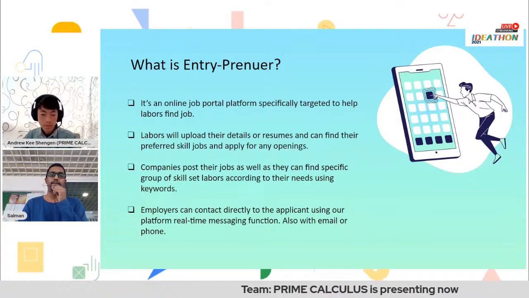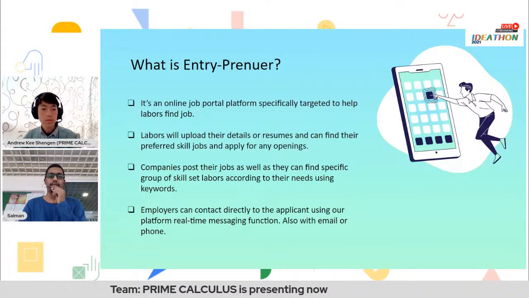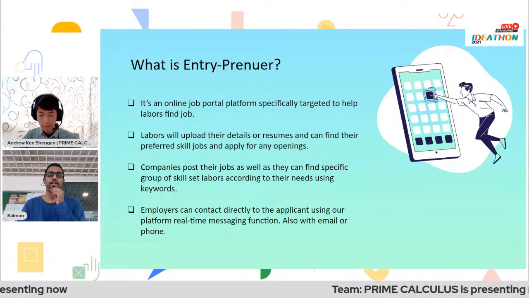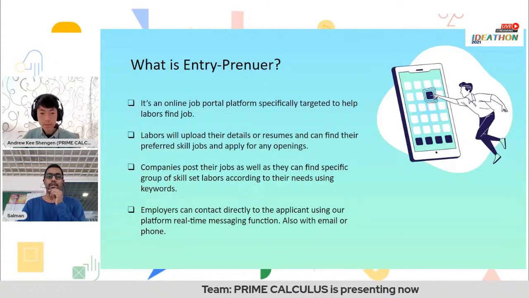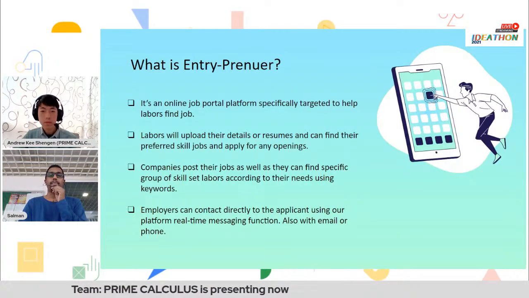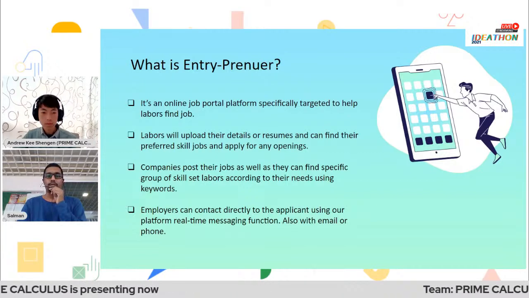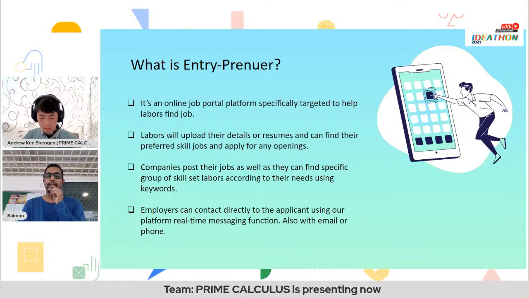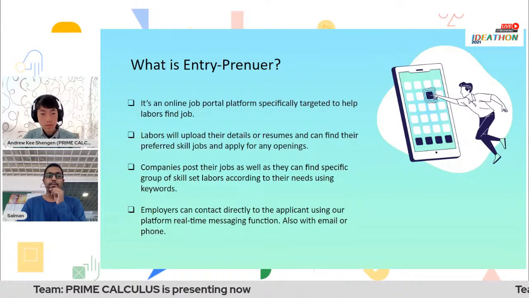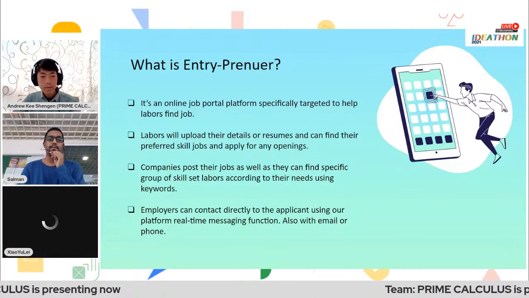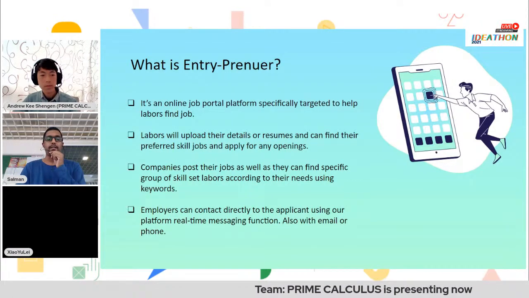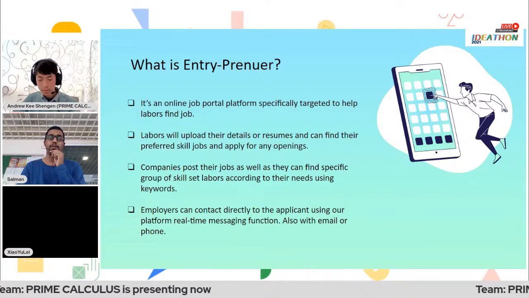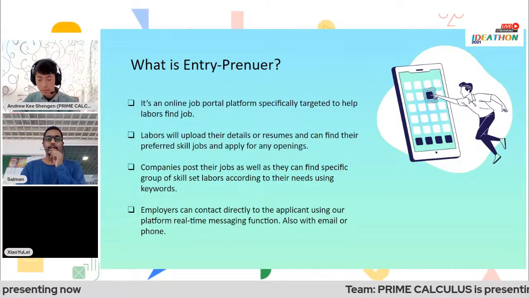So our idea is known as Entrepreneur. What Entrepreneur is, basically, is an online job portal platform specially designed to help laborers and skilled workers find jobs. It works like any other job portal, the only difference is our specific target is labor people. How it works is a laborer fills in the required details in his profile, and then he looks for a job in his required area. But that's not all. The companies can also post their jobs or job opening ads, and they can also directly look for laborers using the specific skill set they're looking for, using keywords if they want.